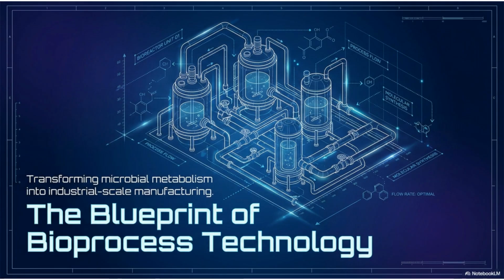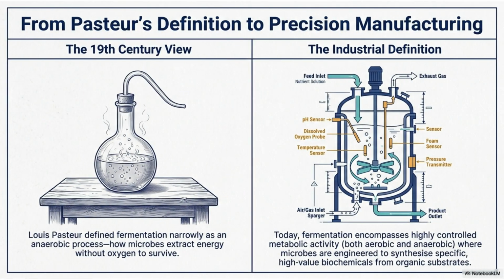Welcome to this video on the blueprint of bioprocess technology. We will explore how modern industrial methods transform microbial metabolism into large-scale manufacturing. Our understanding of fermentation has evolved significantly. While Louis Pasteur once defined it as a simple anaerobic process for microbial survival, today it involves precisely controlled industrial systems to synthesize high-value biochemicals.